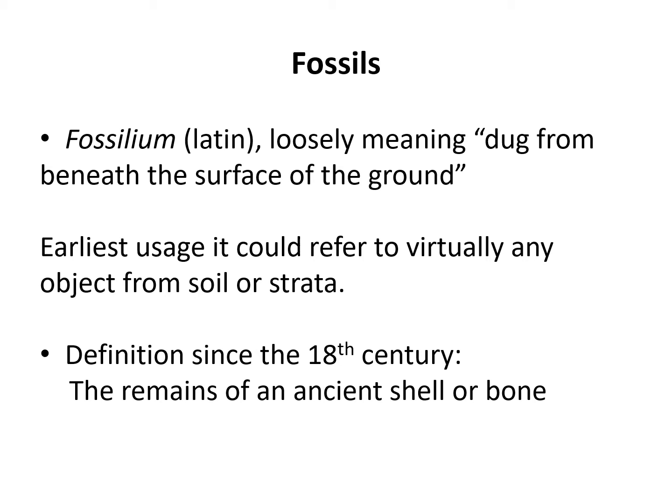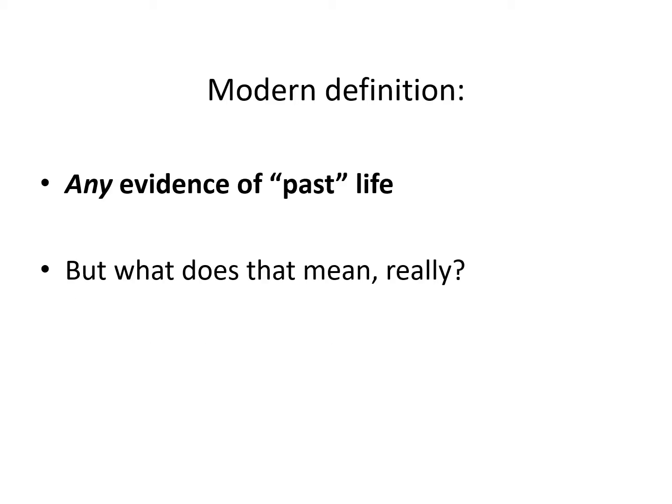The earliest usage of the word fossil really meant anything that is found in soil or rock. Around the 18th century, though, it started being cornered to describe the remains of an ancient shell or bone. And that's still fairly accurate. However, we also include things that aren't parts of the animal or plant. So more than shells or bone or fossilized wood, but also traces like footprints. The modern definition really says any evidence of past life. That's a fossil. Any evidence of past life. But that's pretty vague. It's a pretty gray area when you think about that definition.